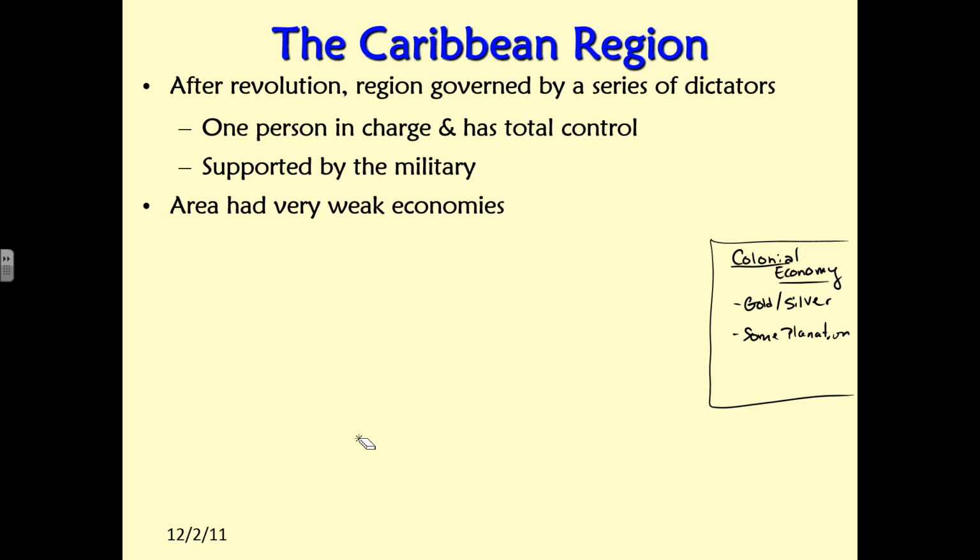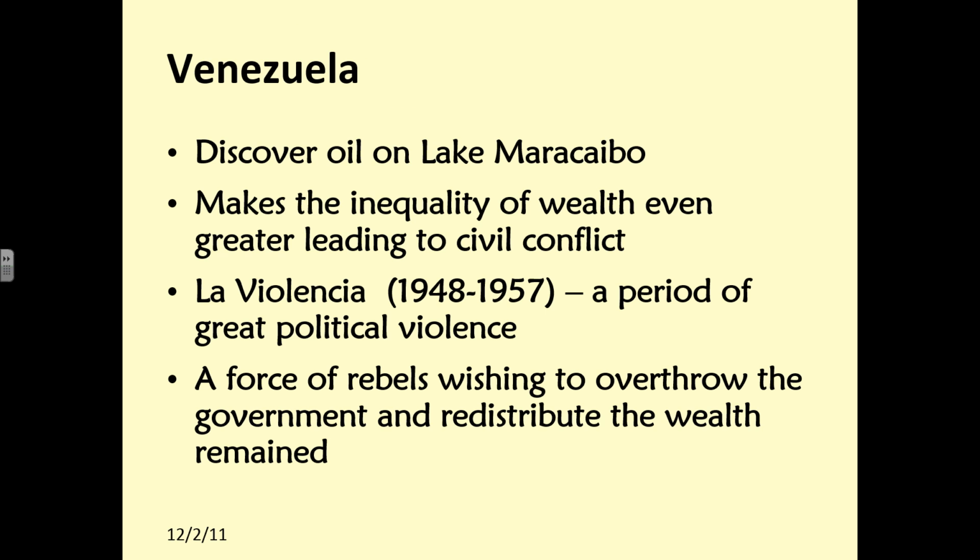Even though they had a very weak economy because they're relying on gold and silver and some plantation work, the dictators were able to make sure that independence could be maintained, which to them was most important. So, let's start talking about Venezuela.